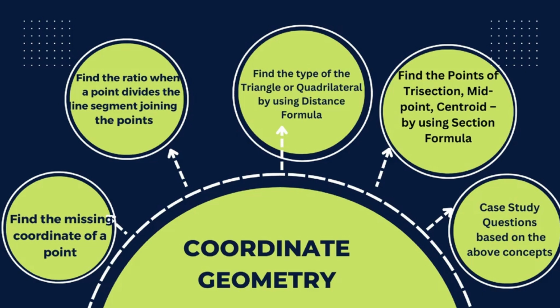Remember, for equidistant questions, use distance formula. For finding out the ratios, point divides the line in the given ratio, all these things use section formula. Another important one is finding the fourth vertex of a parallelogram. Remember to use midpoint formula. Use the concept of midpoint of the diagonals are same.